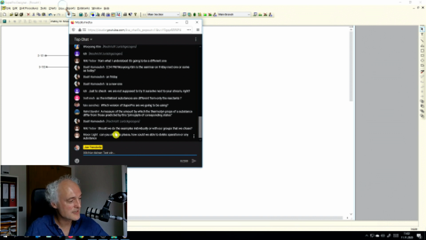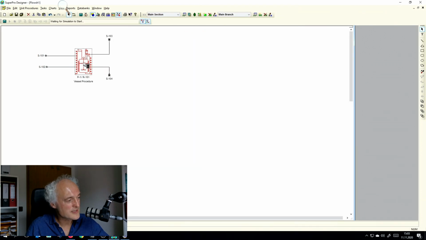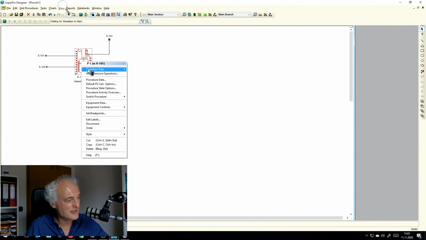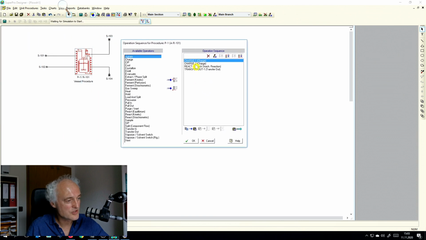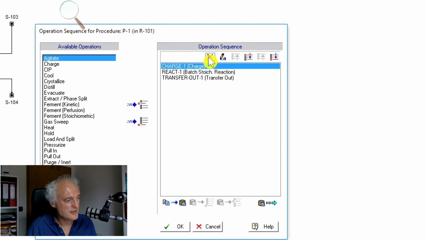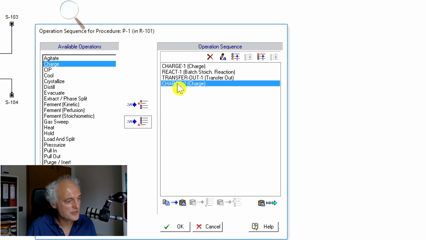Can you show us, please, how we are able to delete operations or any substances? Okay, so if you have, for example, put in a wrong operation, you just go to add remove operations. And for example, the charge 2 operation was nothing. Click on it and then click on this cross. And it's gone. And if you want to bring in another charge operation, then you just add it below this operation. And then it's here.